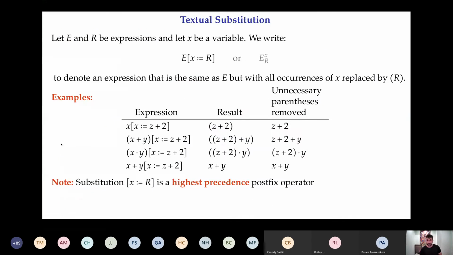Okay. Just a quick reminder of how textual substitution works. Here's an x, and here's an x, and I'm going to replace every x. Here's one x, and so it becomes z plus 2. I replace every x. Here's an x, and I have to put it in parentheses, otherwise it means something else. So here I can simplify, and here I cannot simplify. Here I try to replace an x, but there is no x right here. So substitution binds stronger than other operators. That's what the last phrase means.